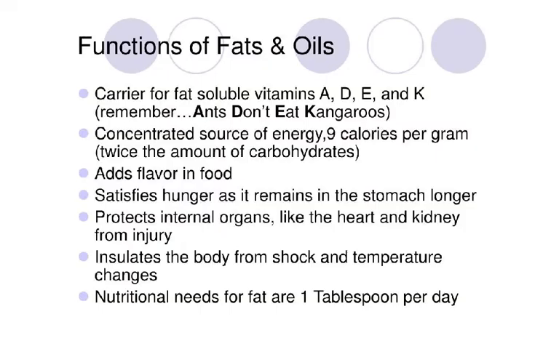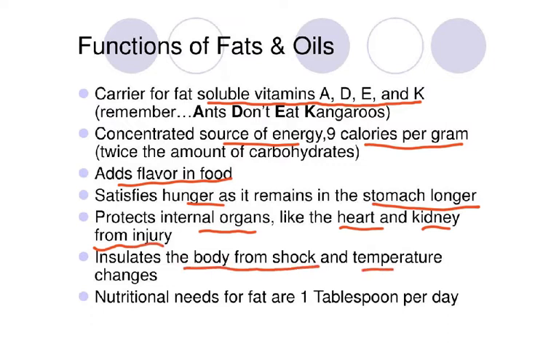Now, functions of fats and oils. They are a carrier for the fat-soluble vitamins A, D, and K. Concentrated source of energy, 9 calories per gram. They're very energy dense. Adds flavor in the food, satisfies hunger as it remains in the stomach for a longer time, protects internal organs like the heart and the kidney from injury, insulates the body from shock and temperature changes. Nutritional needs for fat are 1 tablespoon per day. Of course, the cell membrane is a phospholipid bilayer, so we also need it to make new cells. So you need new cell membranes.